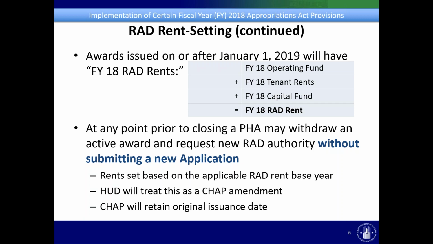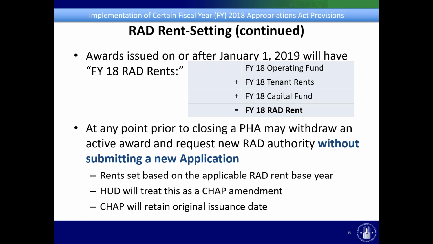One of the things the Federal Register Notice does is it establishes that at any point prior to closing, a PHA can withdraw an active award and request new RAD authority without submitting a new application. This uses the word withdrawal, but really we're treating this as an amendment. You don't need to submit a new application. You're keeping the same CHAP issuance date you originally had. So you simply come to us and say, I'd like to use the modified FY16 rent levels, or if we're talking next year, I'd like to use the FY18 RAD rent levels. You can do this any point prior to closing.